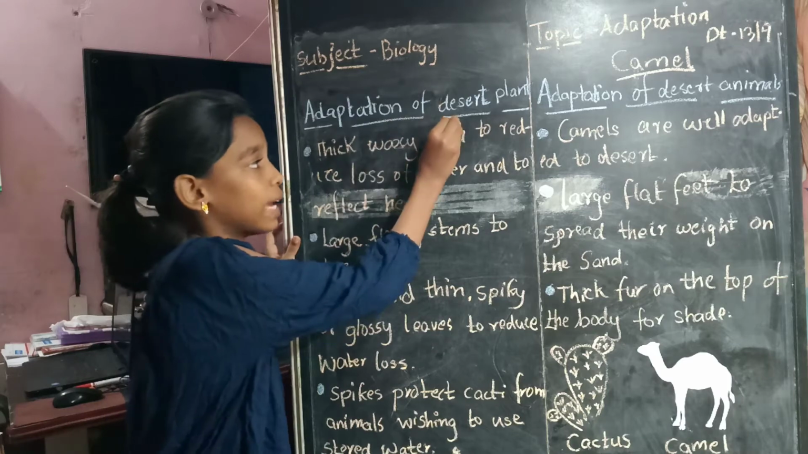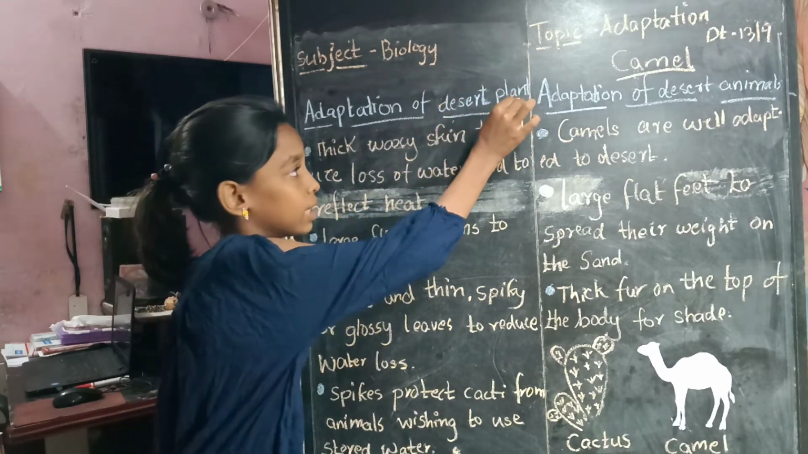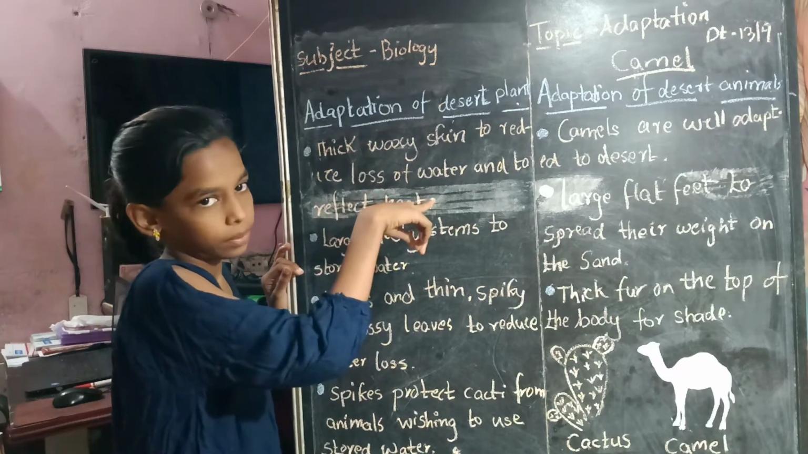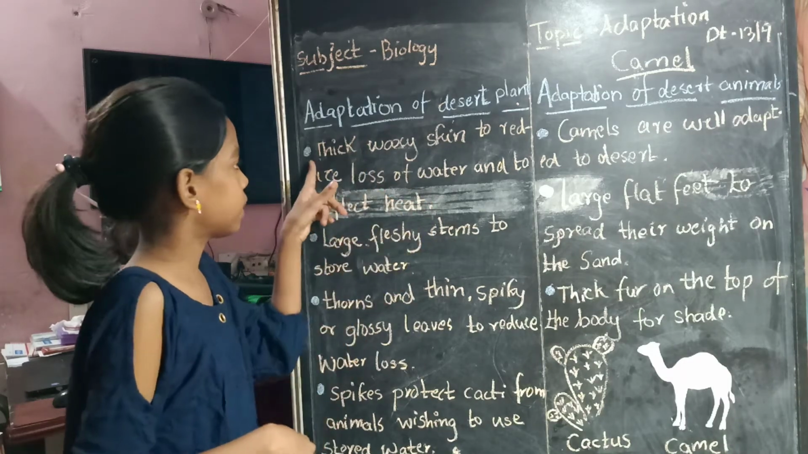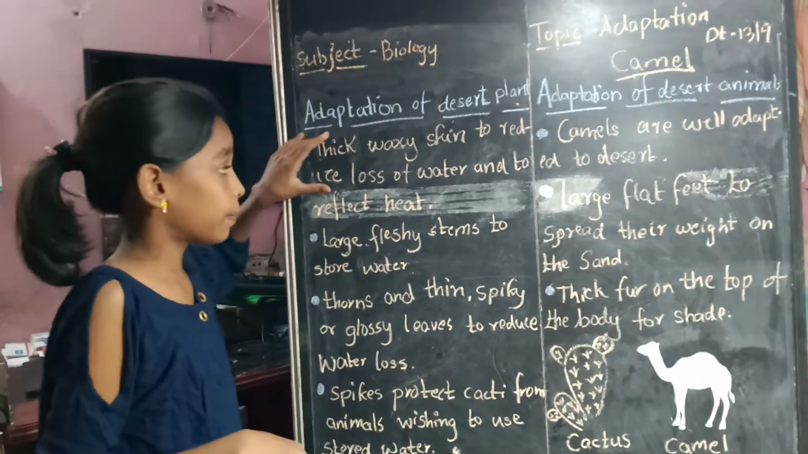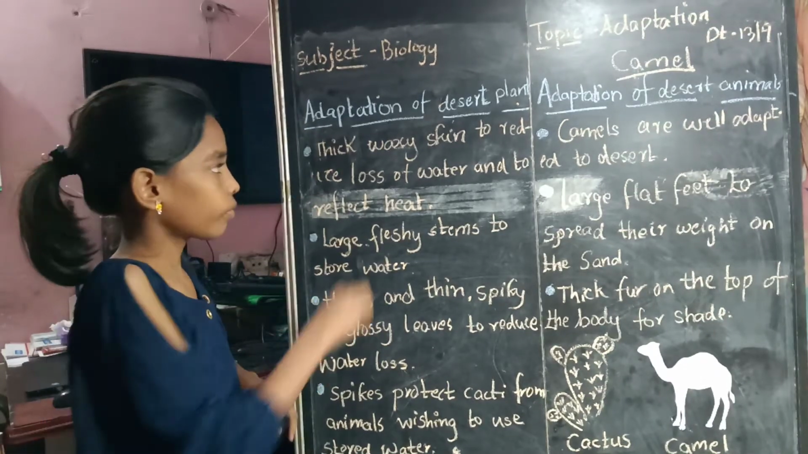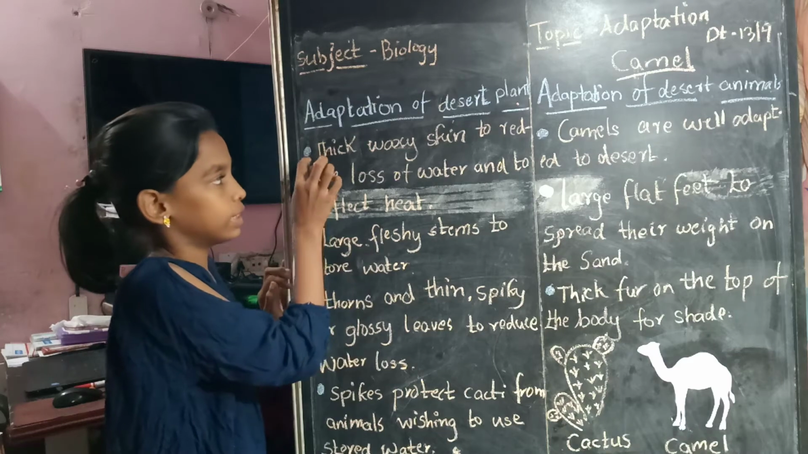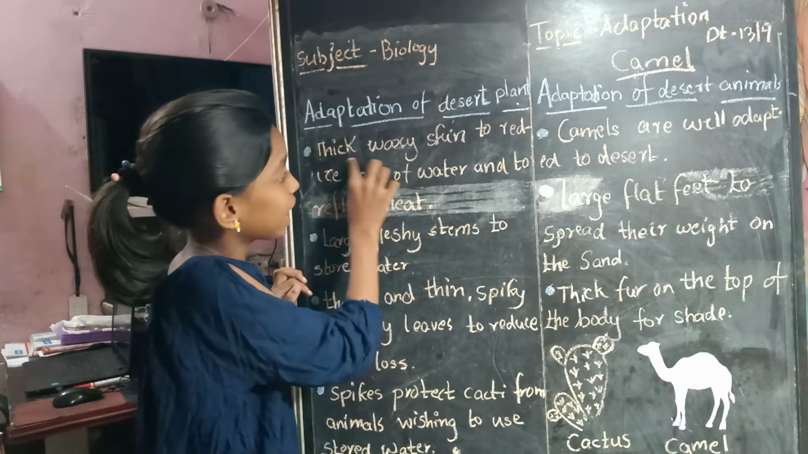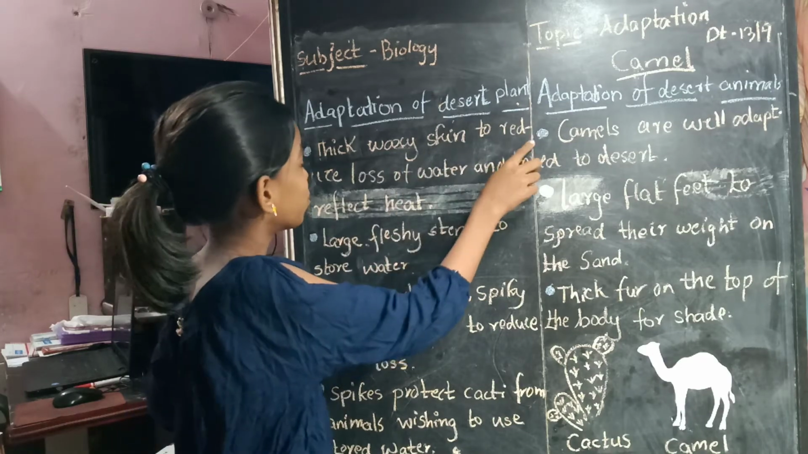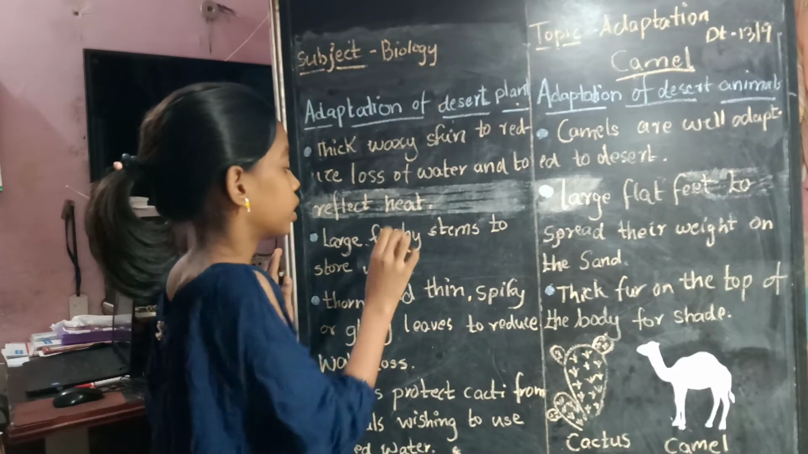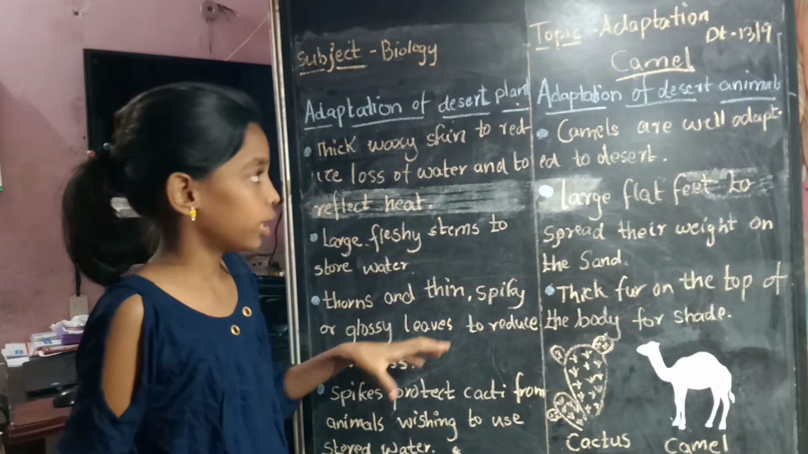Adaptations of desert plants means how desert plants are adapted to the desert. So first we'll see some of the adaptations of the desert plants. The first is the cactus. The first adaptation is thick waxy skin to reduce loss of water and reflect heat. They are adapted to the desert.